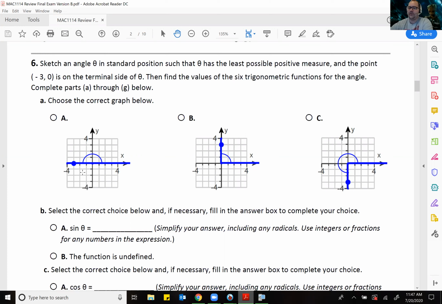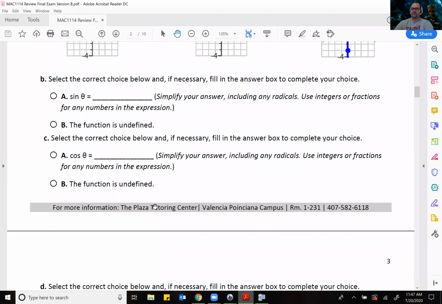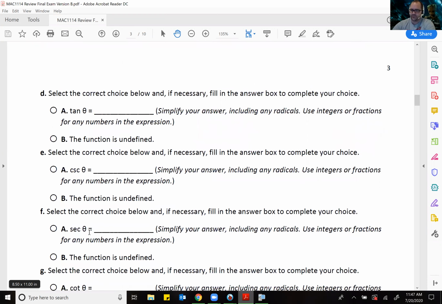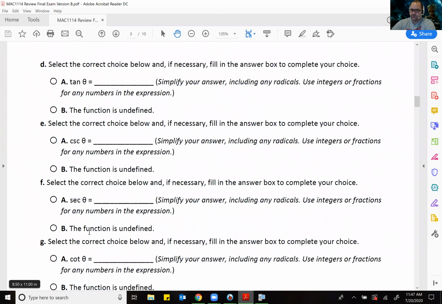Now all we're going to do is find the 6 trig functions. So we want to know what sine theta equals, cosine theta, tangent theta, cotangent theta. I think cotangent's next. Maybe. Nope. Secant, cosecant. It doesn't really matter as long as you put the angles in correctly. Cosecant theta and secant theta. Okay.